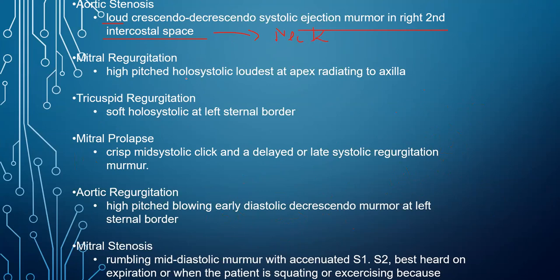Mitral regurgitation murmur is a holosystolic murmur at apex radiating to axilla. Tricuspid also holosystolic. Then we have aortic regurgitation, which is a high-pitched early diastolic murmur at the left sternal border. And this is actually left fourth sternal border. Mitral stenosis is a rumbling mid-diastolic murmur. Okay? So these are the main ones that you need to remember.